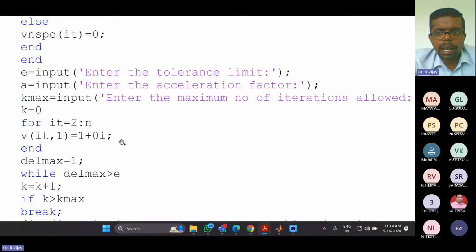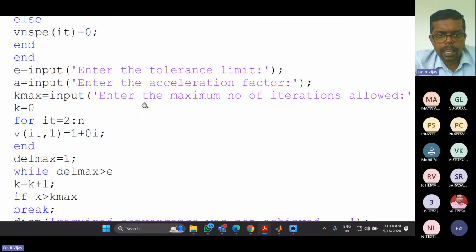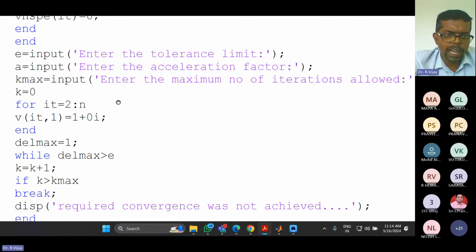Next, I'm inputting the maximum iteration allowed. The maximum iteration you can make 10 or 100 or 2, whichever, because in the problem we are taking only 2 iterations. You can also take 2 iterations. If you enter more iterations, your answers will be better. You'll get an exact answer if you go for more iterations.